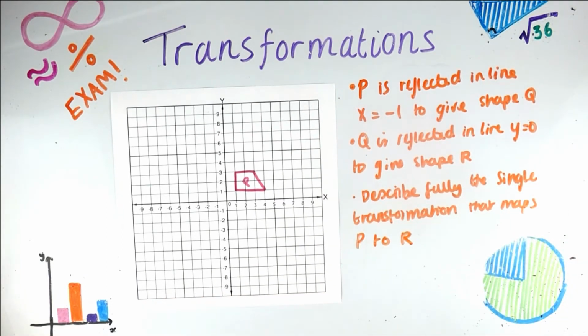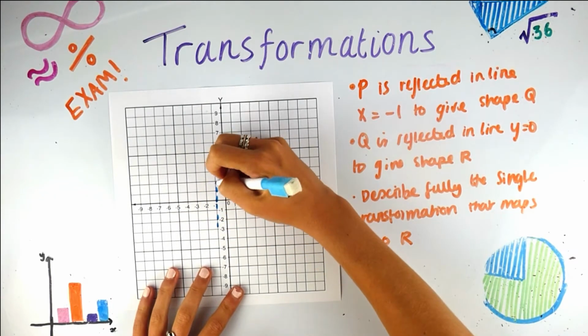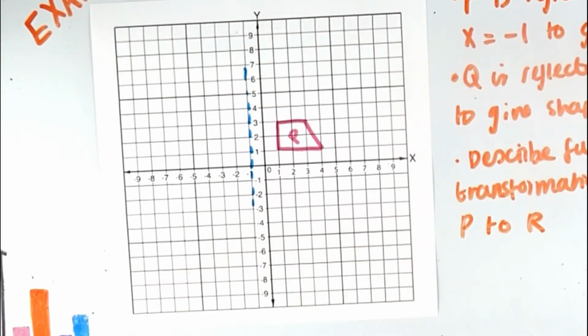Okay, this is our next one. P is reflected in line x equals -1 to give shape Q. So let's start with that first. First we need to identify the line which we're reflecting. That is x is -1. Okay, so now let's reflect this shape.